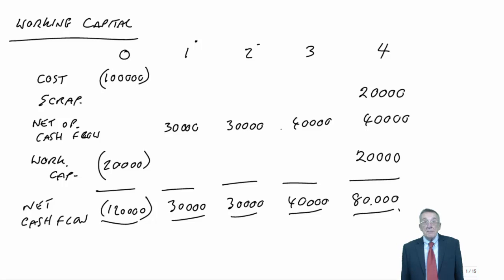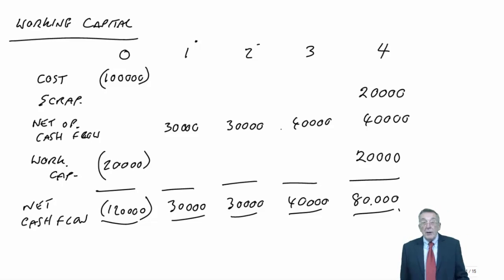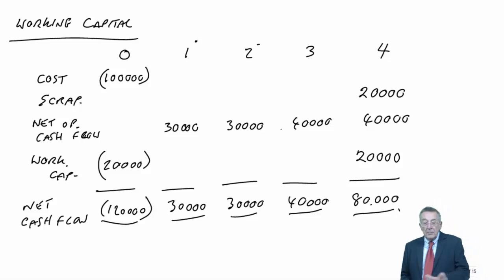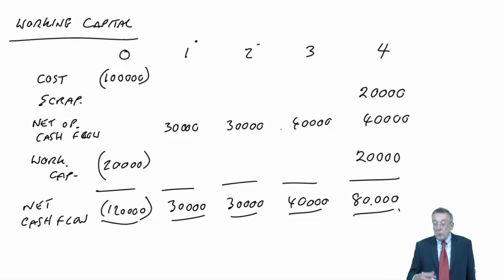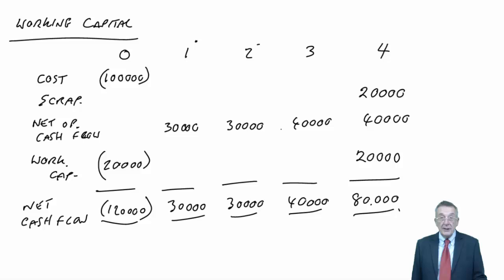And there we are. Now, in later exercises and in the exam, we would carry on and discount it. If the cost of capital was 10%, we know how to discount from the previous chapter. We'll multiply by the discount factors for 1 year, 2 year, 3 year, 4 year, and work out the net present value. And we'll do that with the later ones, but not with this one. This one was just to illustrate how we deal with working capital when it's mentioned in the question. Okay?